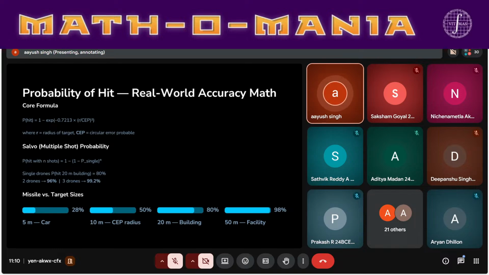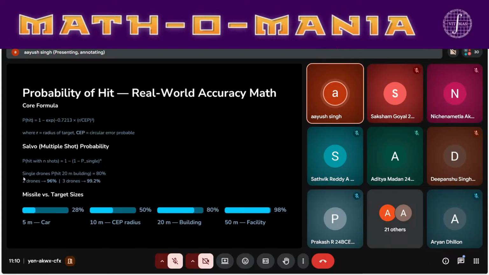Now let us view the probability of multiple shots. The probability of hit with n shots is equal to 1 minus the bracket 1 minus p single, raised to the whole n. Here p single is equal to the p hit. The probability of hitting with a single drone is p single, and the probability of missing is 1 minus p single. For n shots, it would be 1 minus p single raised to n. And then the probability of a hit within n shots is 1 minus this term.